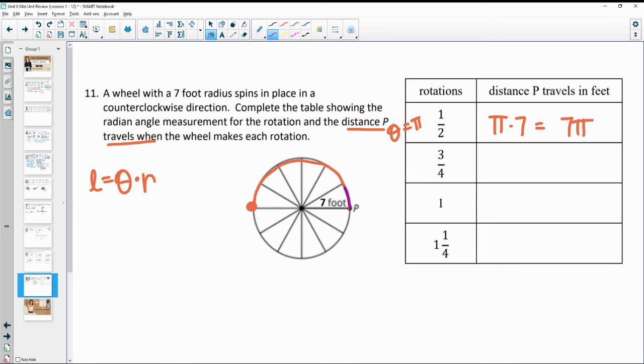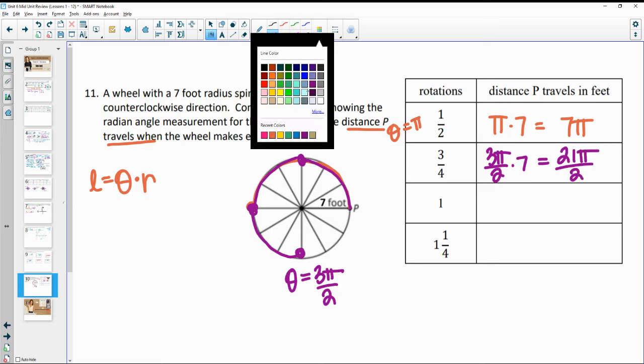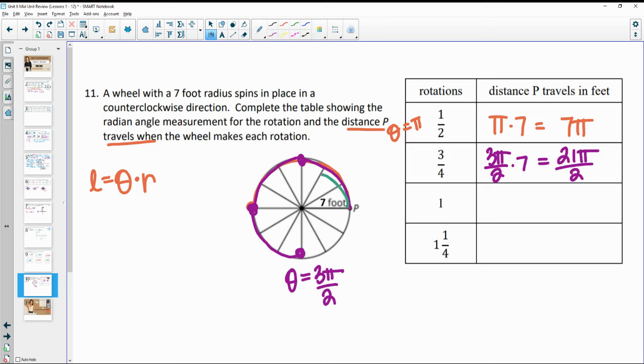Next one, 3/4 of the way around the circle. So here's 1/4, 2/4, 3/4 of the way around the circle. So this is a theta measure actually of 3 pi over 2. And so we will do 3 pi over 2 times the radius, and that's going to mean that it traveled 21 pi over 2 feet. One full rotation is considered 2 pi for our theta. So then this travels 2 pi times 7, which is 14 pi feet.